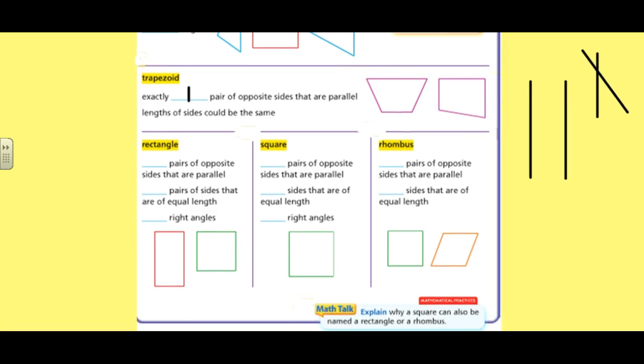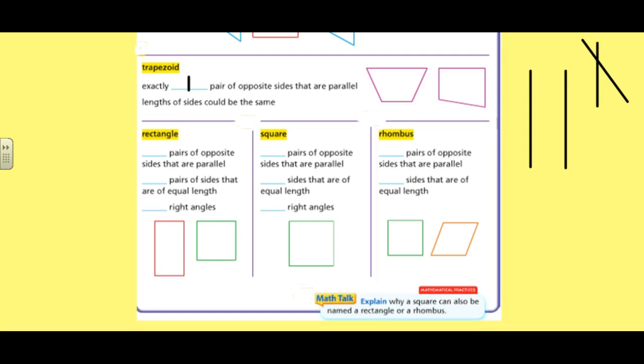Okay, moving on down. Rectangle, square, and rhombus. So we're going to start with a rectangle, and I'm going to get to why you see a picture of a rectangle and a square in just a second, because in this lesson you're going to explain why a square can also be named a rectangle and a rhombus. So we're going to learn how a square can also be a rectangle and how a square can also be a rhombus. And this is probably something that you've never heard of before.